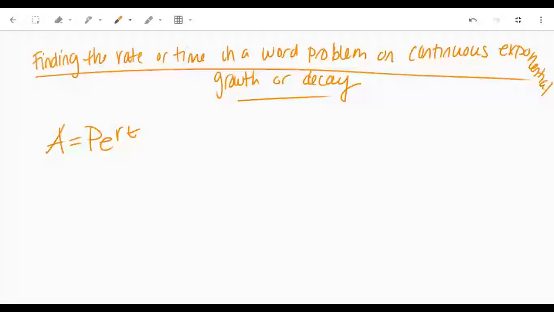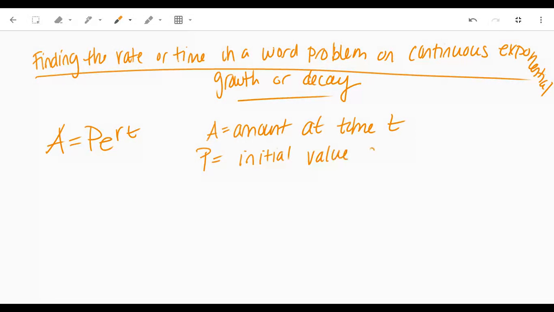Okay, A is the amount at time T. P, a lot of time when we're talking about finances, P is the principal. P is just kind of your initial value at time 0. Okay, R is your rate. And an example on that, if your rate is 2%, then it would be 0.02. Okay, and then T is your time.